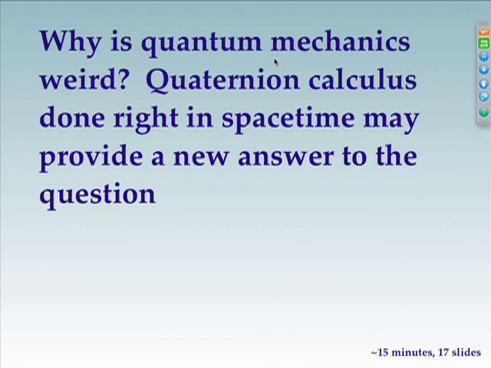Oh, who was the other guy? Oh, my brain's going a little dry. Everett. Yes, Everett got a lot of votes, and so did, oh, who was the other person? Anyway, it was kind of curious that Copenhagen got no votes. But physicists still are not at peace. And I said, I do have a different answer, and I'm going to go through the logic of my thing. What it is that if you do quaternion calculus correctly, I think that provides a new answer to this old question.